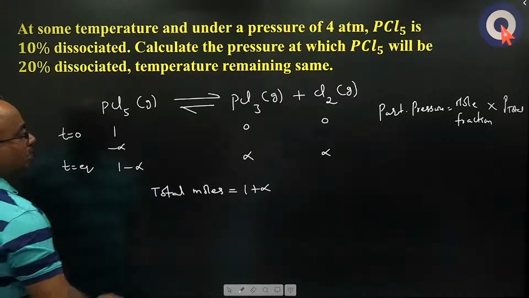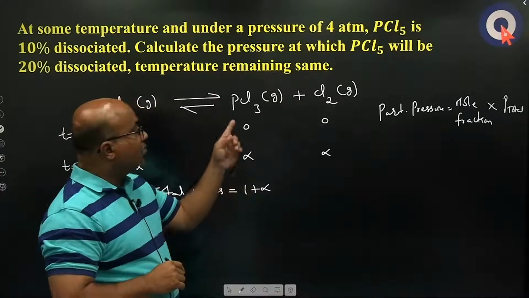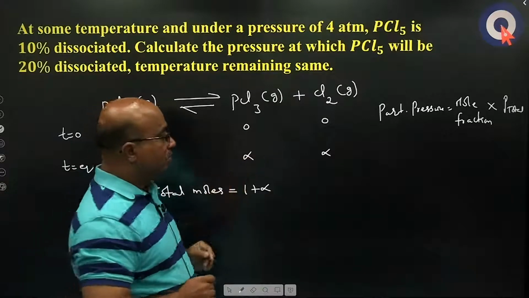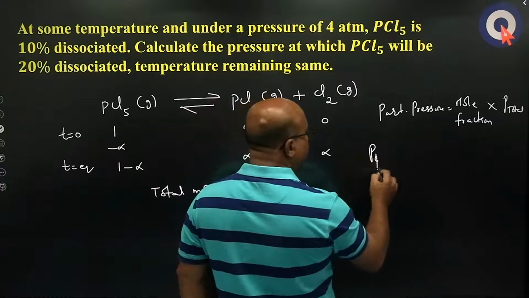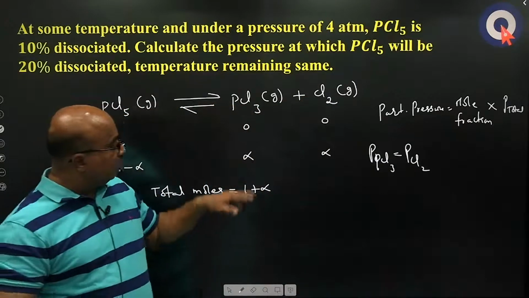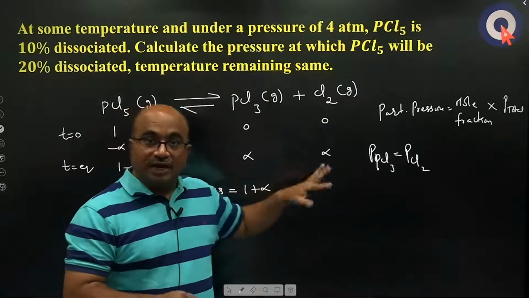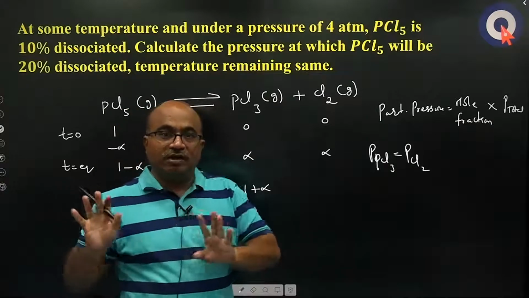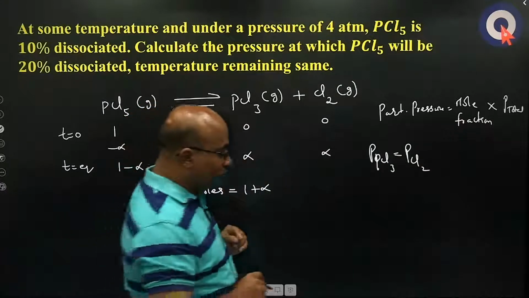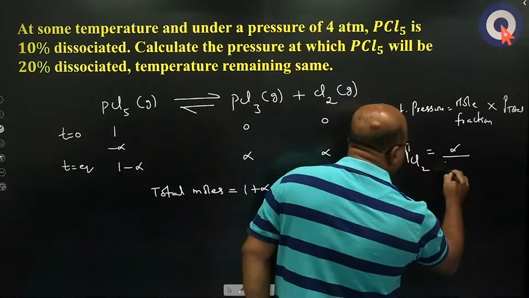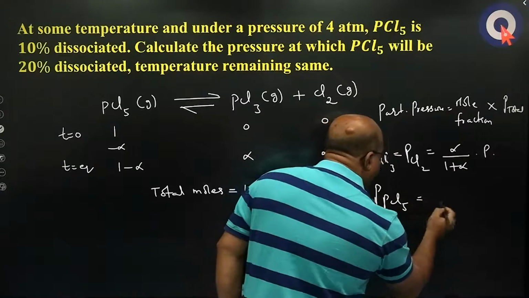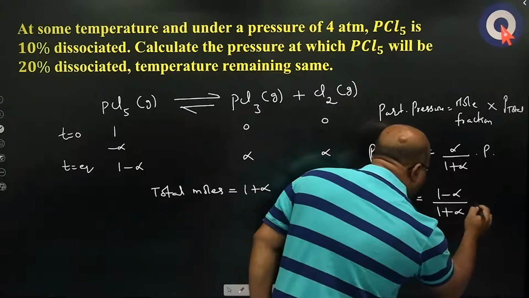What is the partial pressure of PCl3? It will be the number of moles of PCl3 by total moles, that is the mole fraction, into P total. Partial pressure of PCl3 is also equal to that of Cl2 in this case, because the moles of PCl3 and Cl2 come only from PCl5, in equal quantities since their ratio is 1:1. So this is alpha by 1 plus alpha into P. And PCl5 will be 1 minus alpha by 1 plus alpha into P.